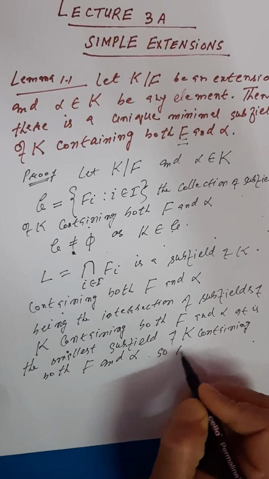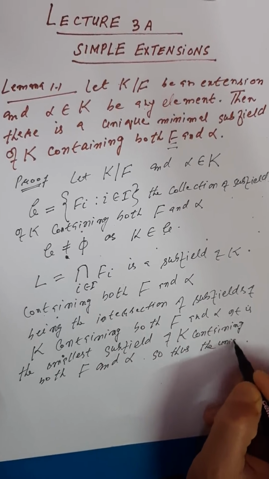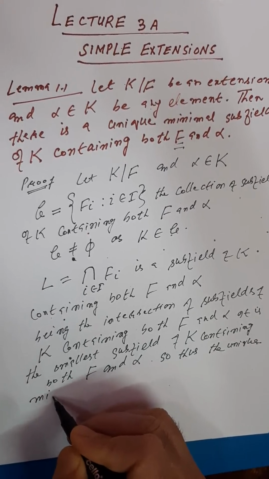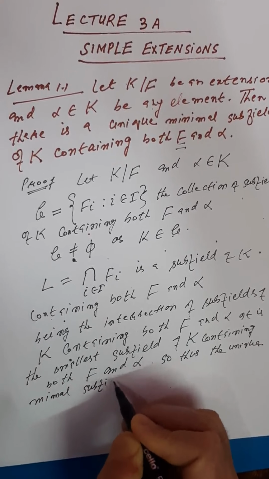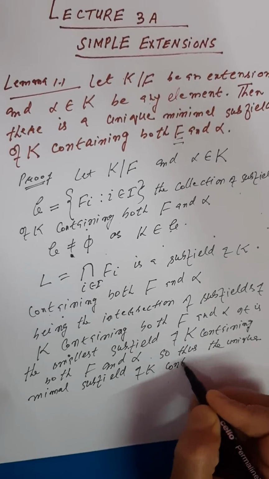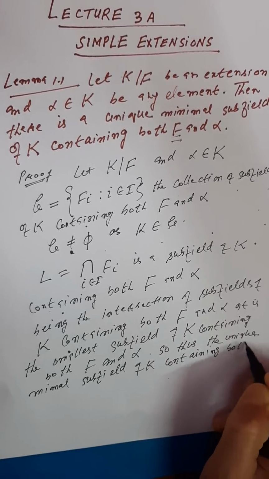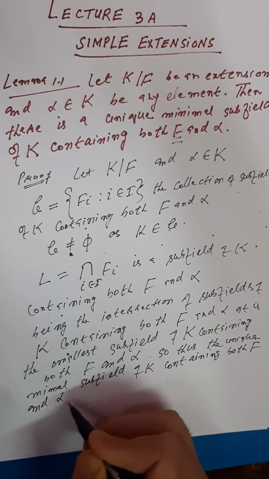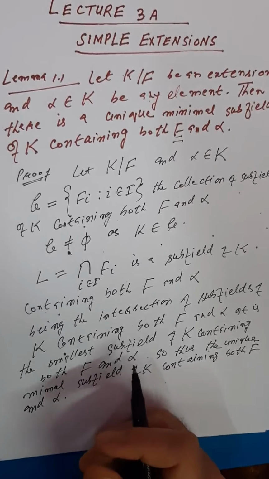So thus the unique minimal subfield of K containing both F and alpha exists. So the lemma is true. Okay, so we have proven the lemma.